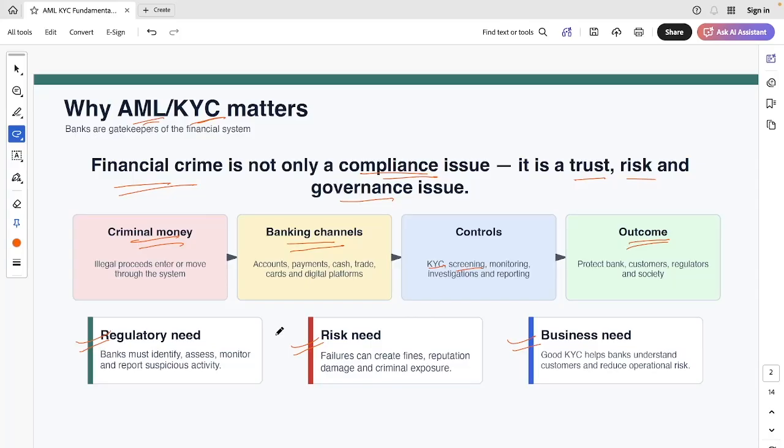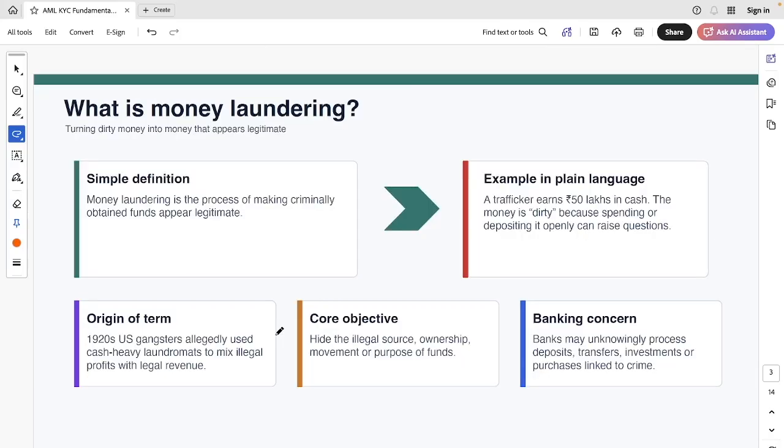Okay. To understand AML properly, we first need to understand the crime AML is trying to prevent, and that is called money laundering. Money laundering basically means taking money earned from illegal activities and making it appear as if it has come from a legitimate source. In simple words, dirty money goes through a process and comes out looking clean.